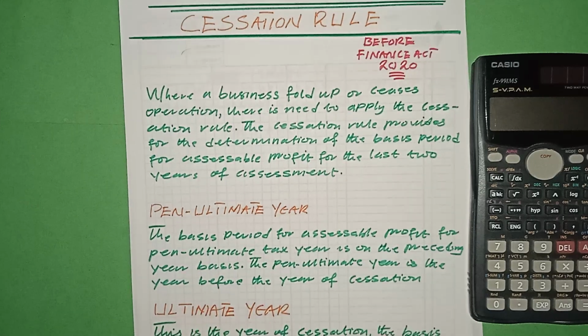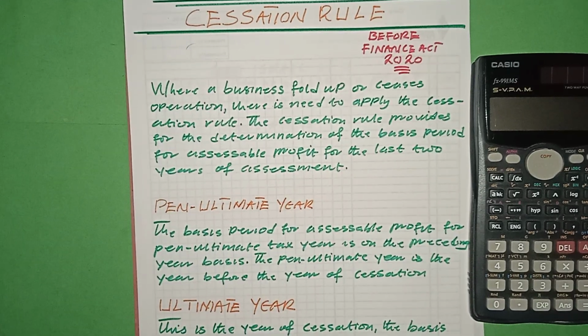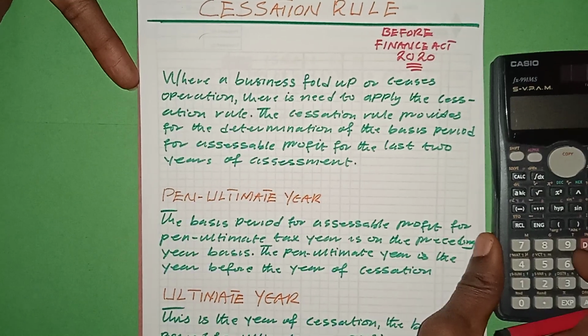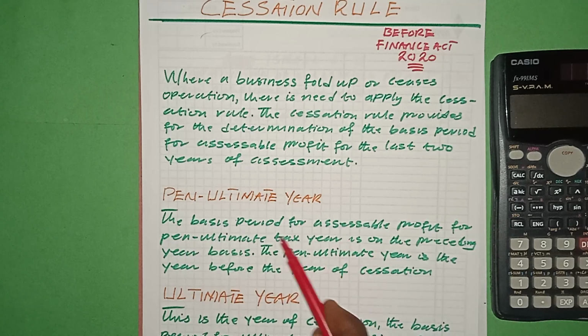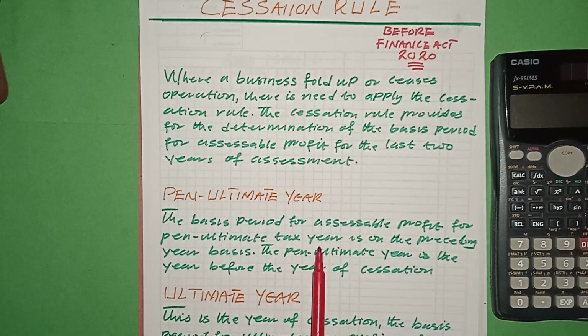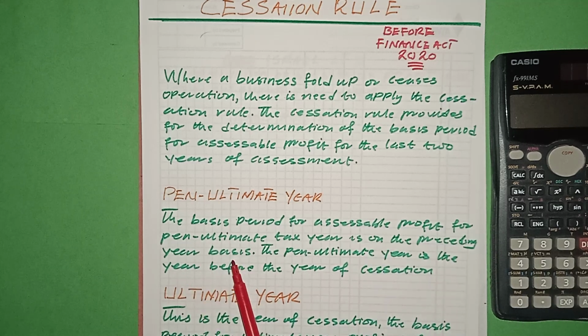Now, that's what we call the penultimate year. The basis period for assessable profit for the penultimate tax year is on a preceding year basis. The basis period for the penultimate year is on a preceding year basis. The penultimate year is the year before the year of cessation. Did you hear that? Penultimate year is the year before the year of cessation.